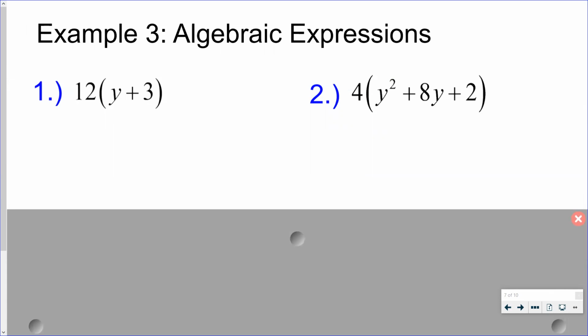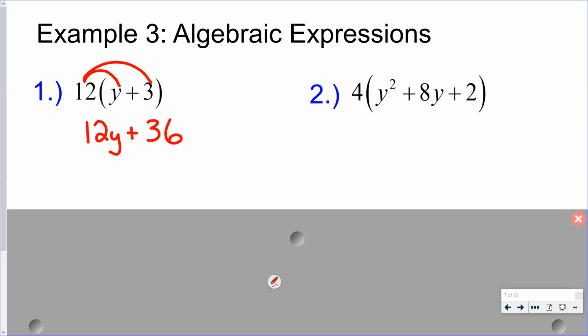So if I have the following, we have 12 times y plus 3. Well, we can't take y and 3 and add them together because they are not like terms. But I do need to simplify. I need to get rid of the parentheses. So I'm going to distribute my 12 to the y, and then distribute my 12 to the 3. So 12 times y is going to give me 12y plus 12 times 3, which gives us 36. I cannot combine 12y and 36 because they're not like terms, so we are basically done.